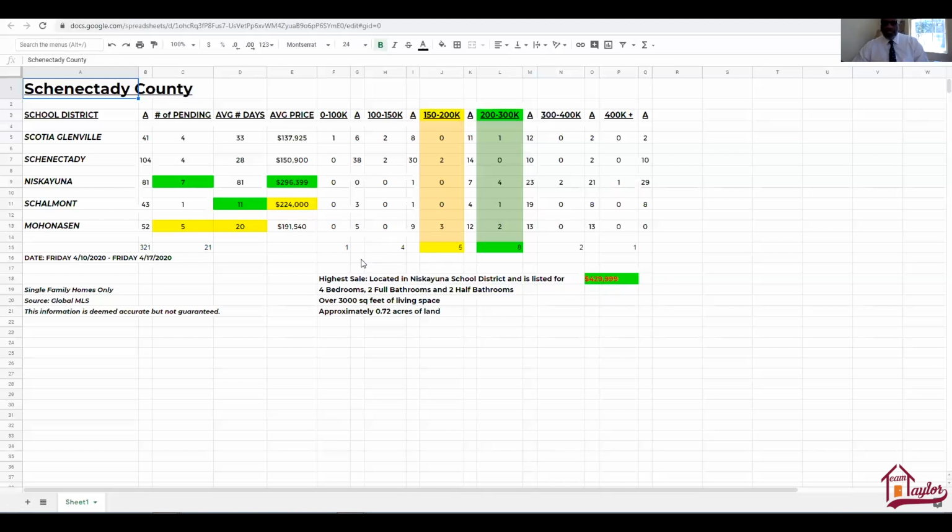One of the things that's interesting, normally in Schenectady County, your most activity is in the 0 to 100,000 range. This week, there were no sales in that range, even in the city of Schenectady, and only one total for the whole price point. I like to keep an eye on that. Is it that there are not as many properties that people are looking at in this lower price range? Right now Schenectady has 38 active listings under 100,000, but there were no sales this past week. So keep an eye on that and see what we think is causing those things.